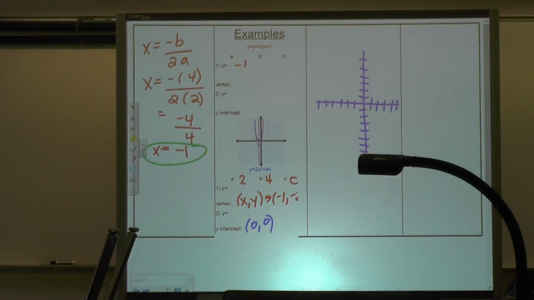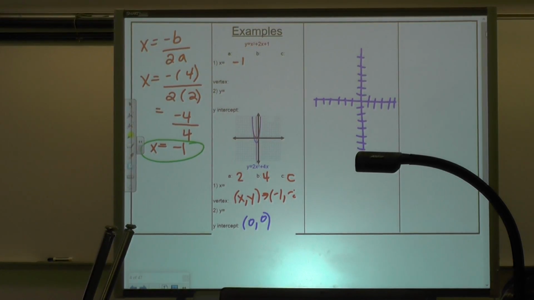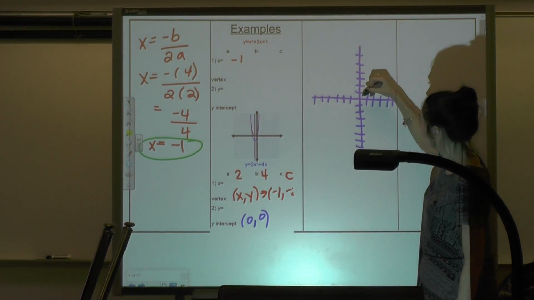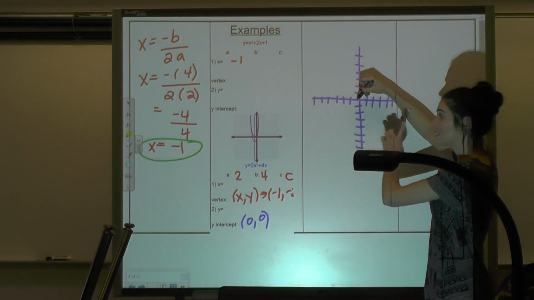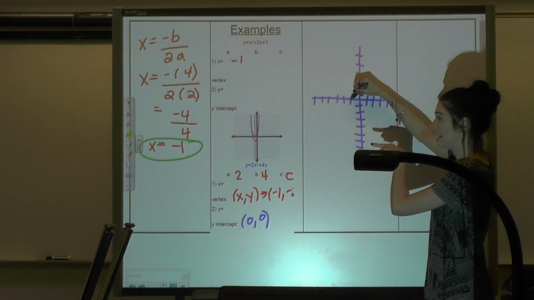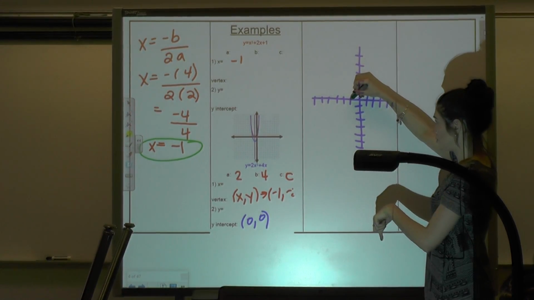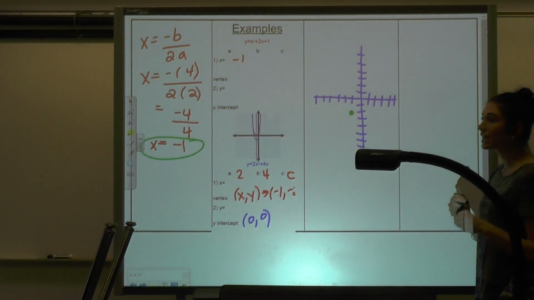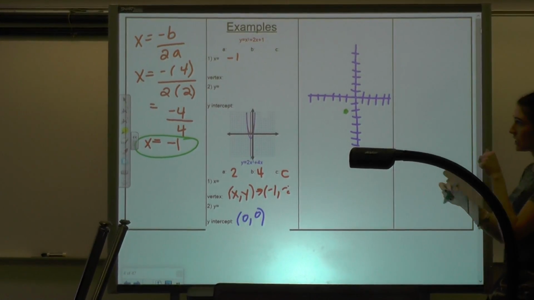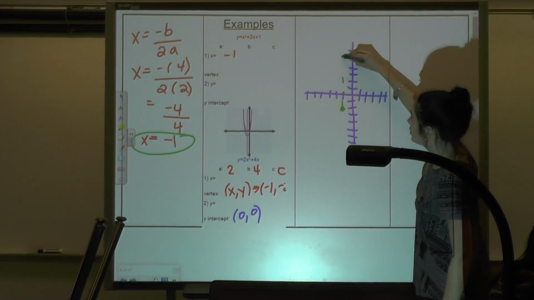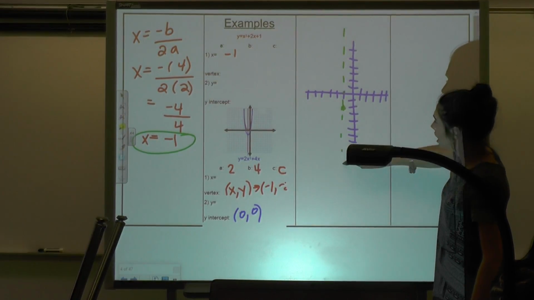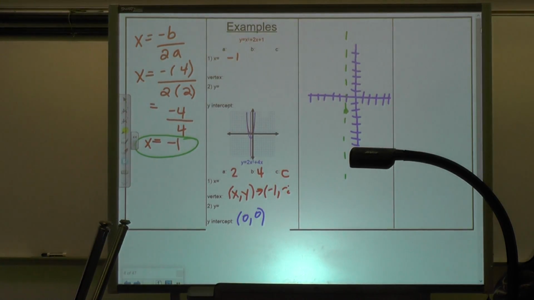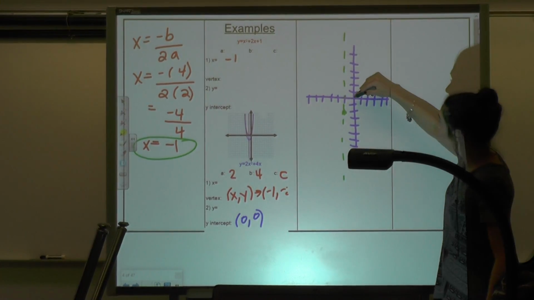Same process, we always graph our vertex first, and our vertex was -1, -2. So I'm going to graph -1, so I'm going to go on my x-axis and go to the left 1 so that I'm on the -1 position, and go down 2, so 1, 2, and plot my point. Then immediately after graphing my vertex, do your imaginary vertical line straight through your vertex. Make your axis of symmetry. Now we're going to graph our y-intercept, which is 0, 0, which is right on your origin.